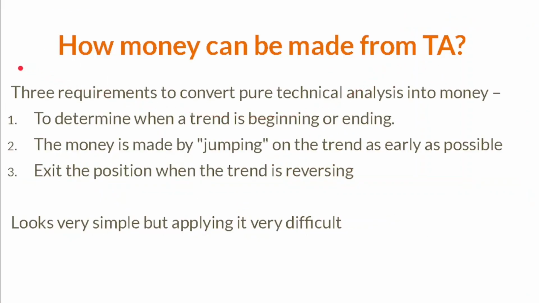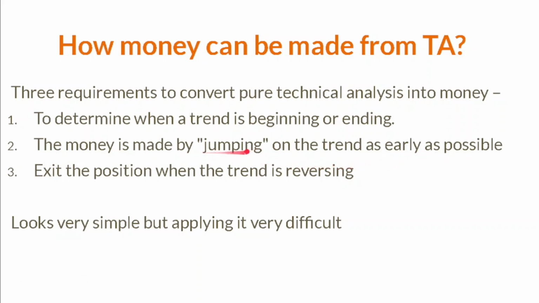Now let's talk about how money can be made from technical analysis. So basically there are three requirements to convert pure technical analysis into money, and these requirements are: first, to determine when a trend is beginning or ending. So first you will have to identify when a trend has begun or when a trend is ending. So this is the most important step, I think. And the second step is that money is made by jumping on the trend as early as possible.